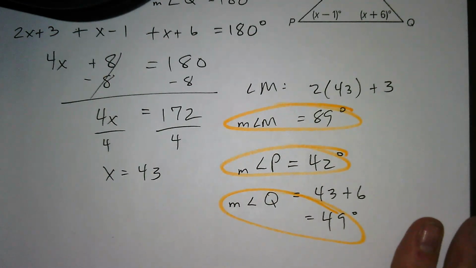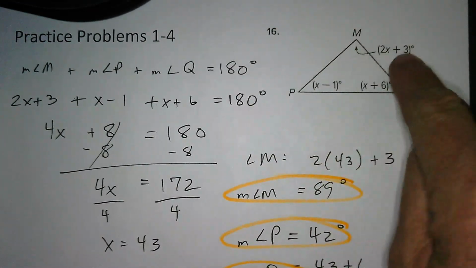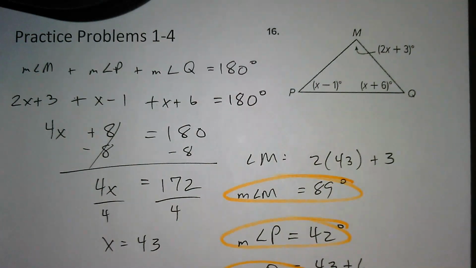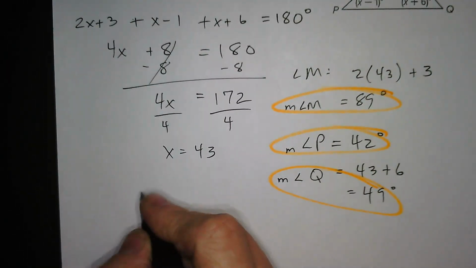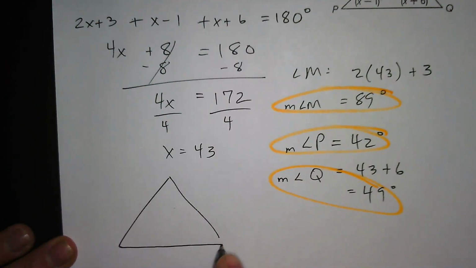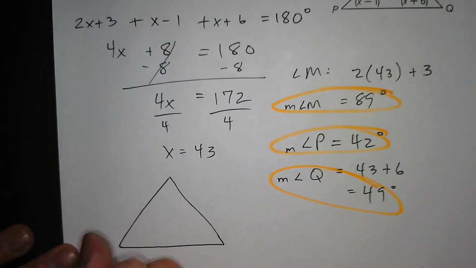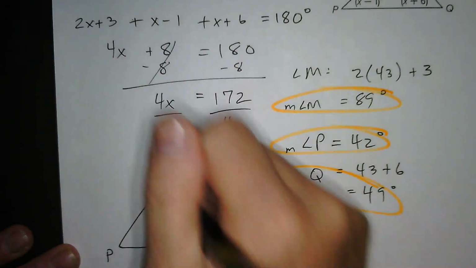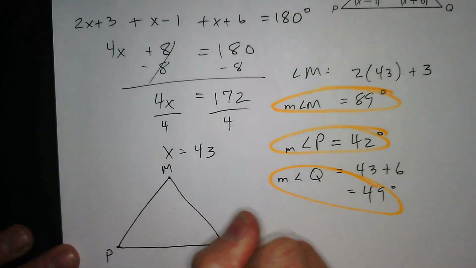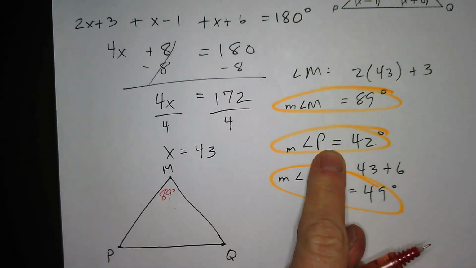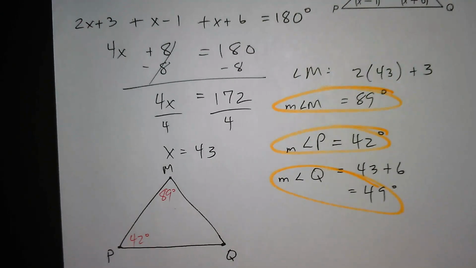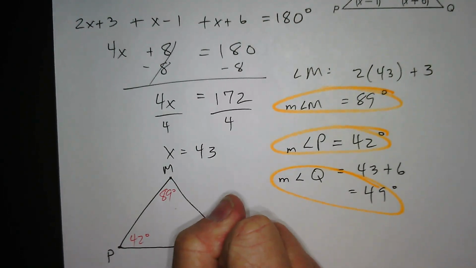I'm probably just going to redraw a triangle, and instead of these expressions, I'm going to draw those angles in there. So I'll redraw a triangle here, and I'll keep the labeling the same. I can see the PQ right here on the bottom, so I'll just do P and Q. That means M is up top. All right, these are my vertices of the triangle. I now know their numbers. M is 89 degrees, P is 42 degrees, and Q is 49 degrees.